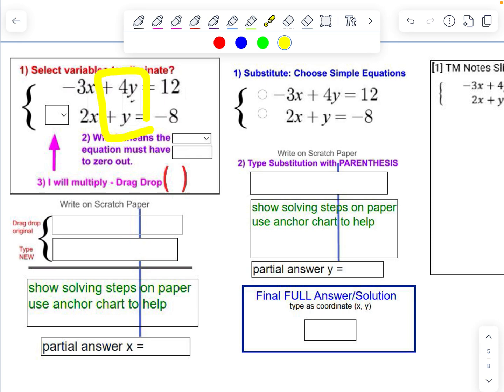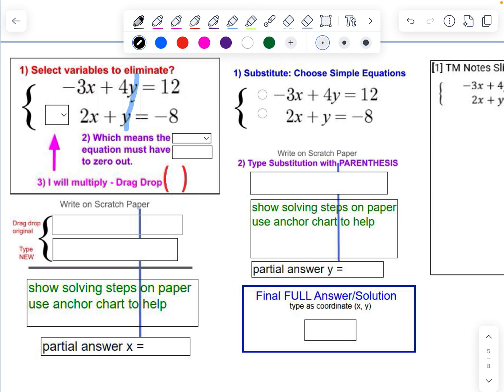However, if I look at the y's, it's pretty easy to think of something I could multiply to create a -4y to make it 0. Okay, so we are going to eliminate the y's. You would click on that.